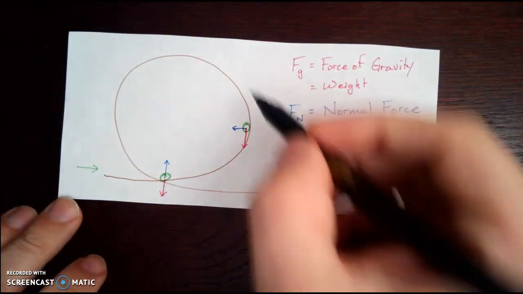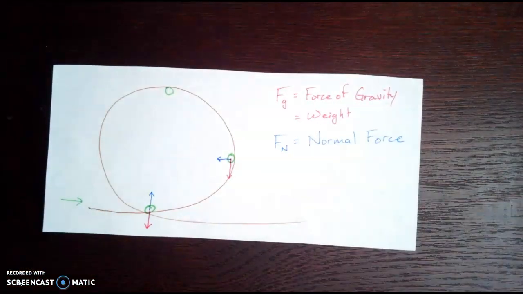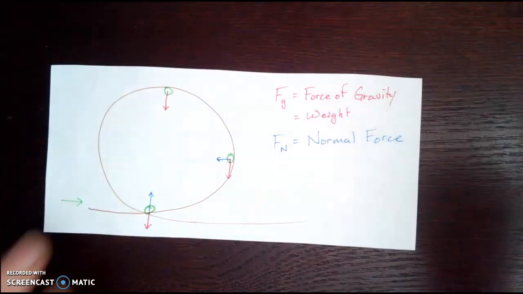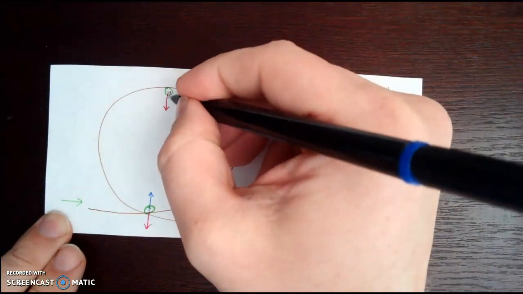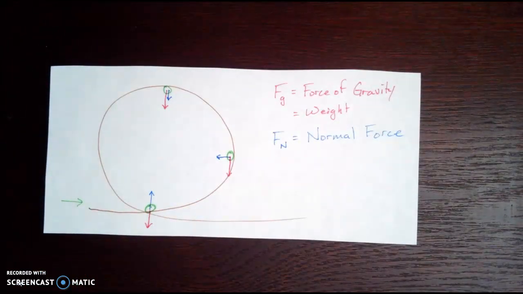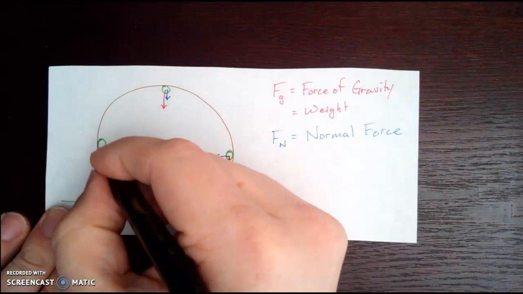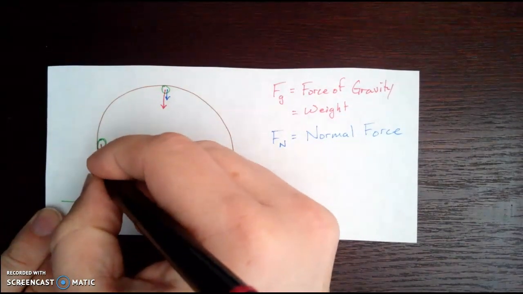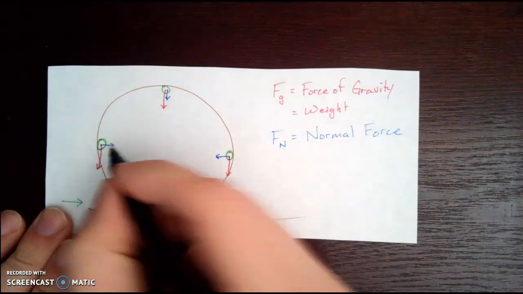As my ball continues up to the top, my force of gravity, also known as my weight, is still down, still the same size, but my normal force is perpendicular to the surface. It is going to be down, and it might be smaller than it was before. And then we continue back around over here. Force of gravity is still down, and my normal force should be to the right this time.